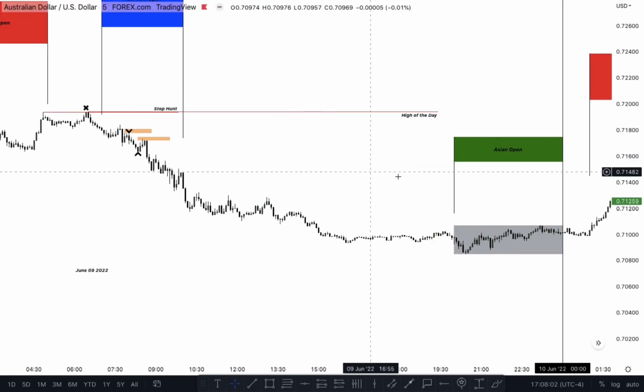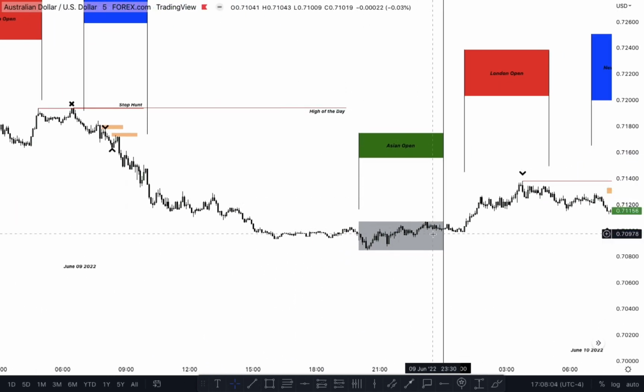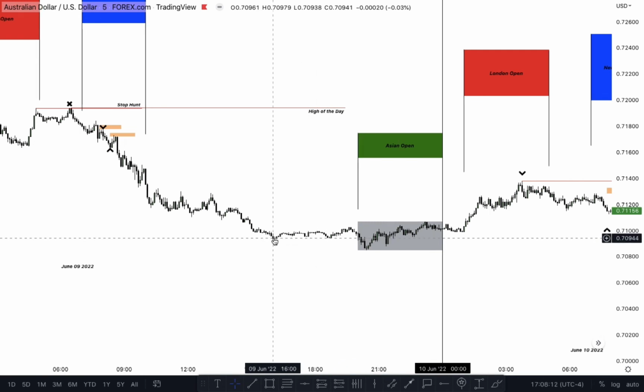Moving on, you'll see that we then go into the Asian session, right? The Asian session is a bunch of consolidation, normally and typically. However, if you see a low broken by the Asian session, so you can see these clean lows here.